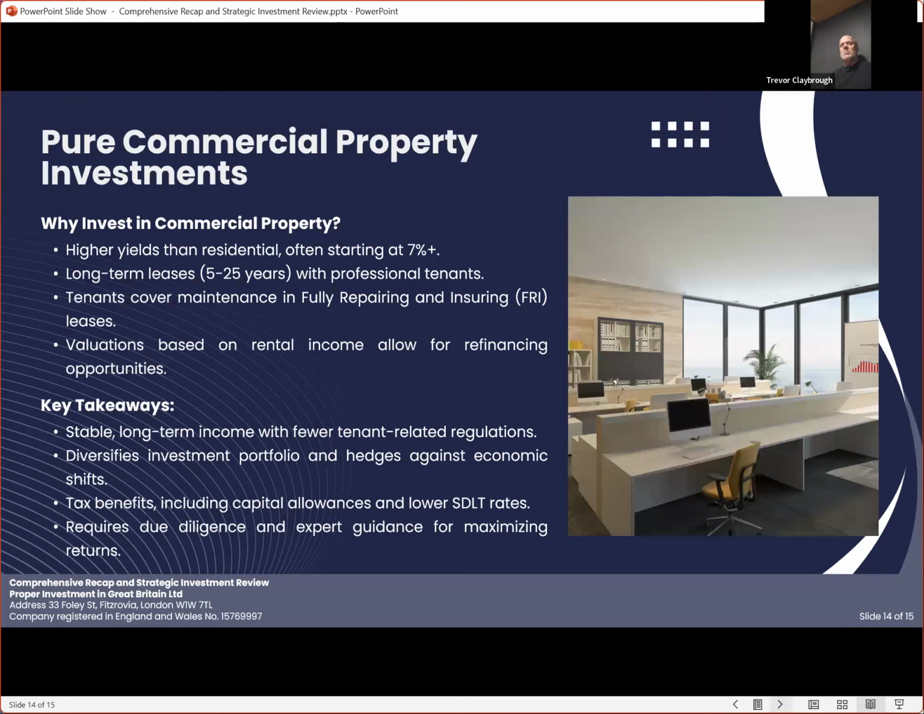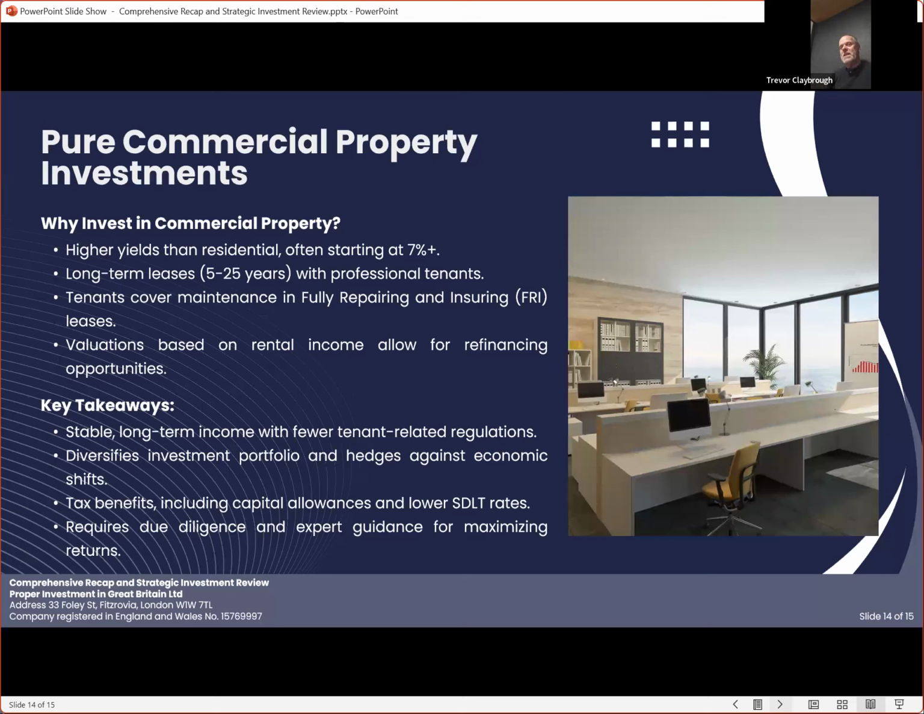And pure commercial property investments. So when we're doing residential, we've got changing legislation, sometimes an unfavorable environment, because people think that landlords are all bad people. In reality, most landlords are good landlords, and they're providing much needed properties for people to live in, but that's how it is.